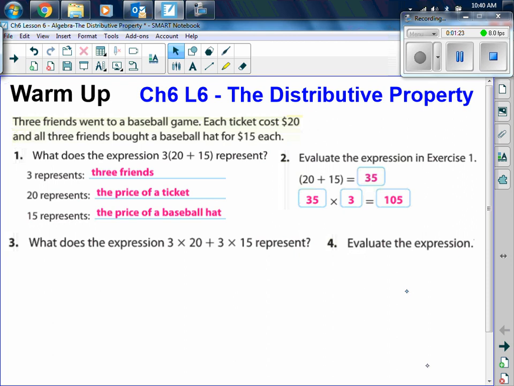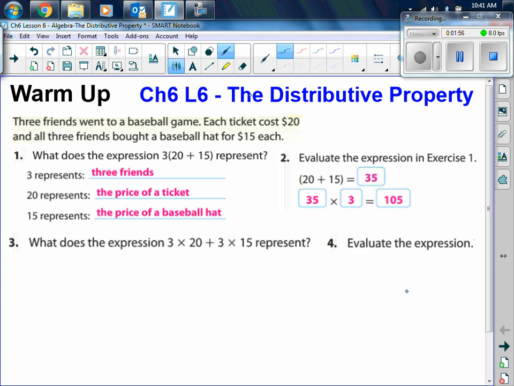Very good. Now, for problem 3, let's take a look at this expression. We have 3 times 20 plus 3 times 15. Well, here, with this word problem, the 3 times 20 represents what? How much total they pay for the tickets, right? And then the 3 times 15 represents how much they spend for all of the hats. And then when we add them together, we should get $105, right? So let's check it out.